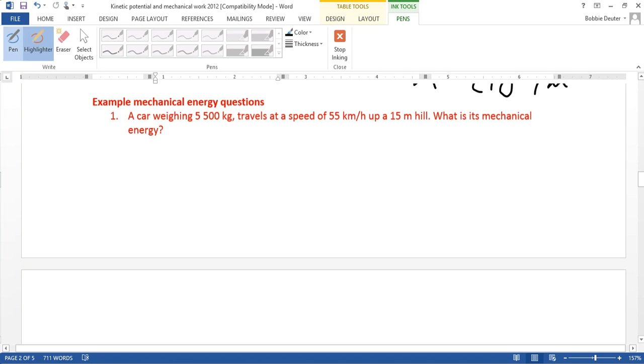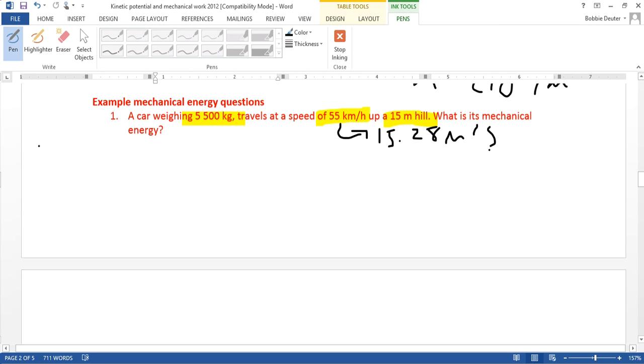The last one is doing mechanical energy. So if we look at this, let's see what they gave us. They give us our mass in kilograms. They give us our speed. They give us our meters, which is our height of our hill, and it's asking to find mechanical energy. So first off, we have to convert this before we do anything else, and we should get 15.28 meters per second. So that's number one.